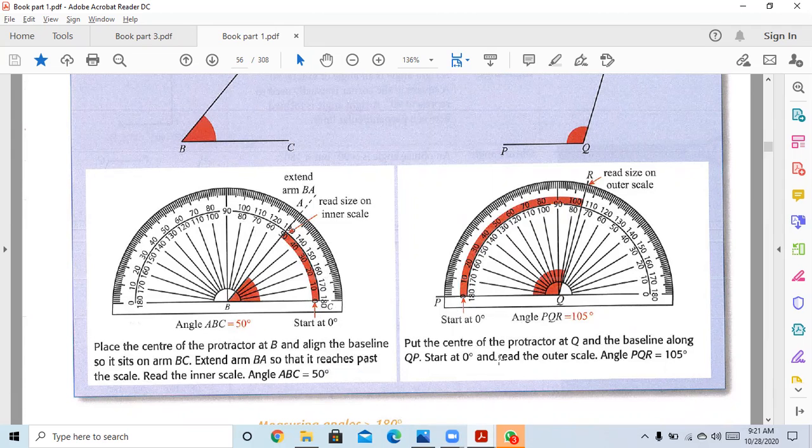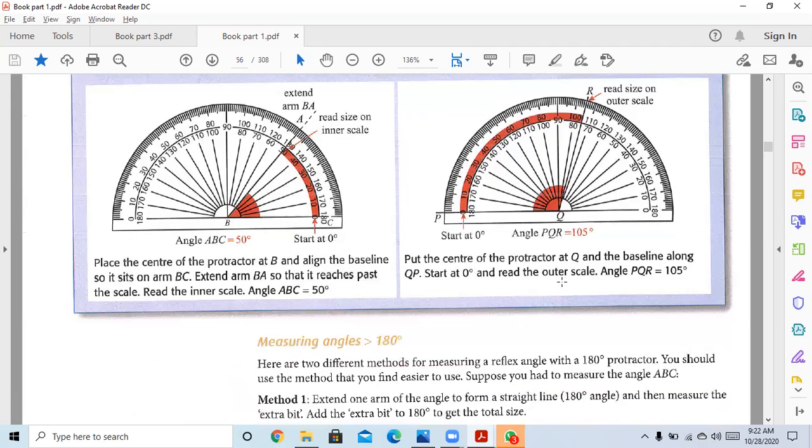Here you can see there is another angle from the opposite side, so you take the clockwise angles, which start from 0 on the opposite side. Once you read the outer scale, you can easily see that the angle should be 100. So you can mention here that PQR is equal to 100 degrees. It always starts from 0. And see, this line and the line of the protractor are in the same place.